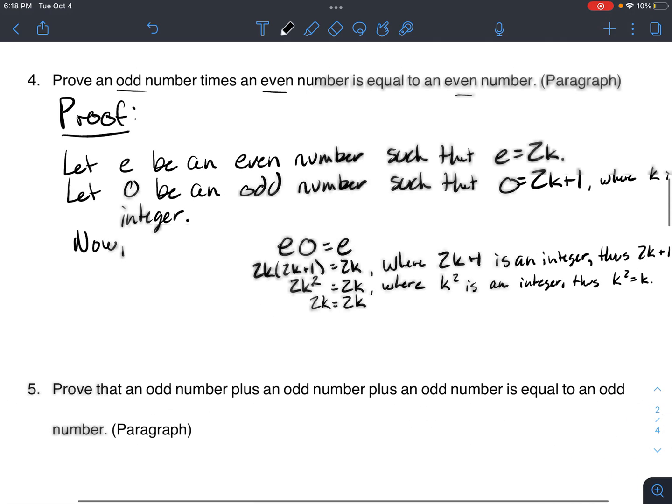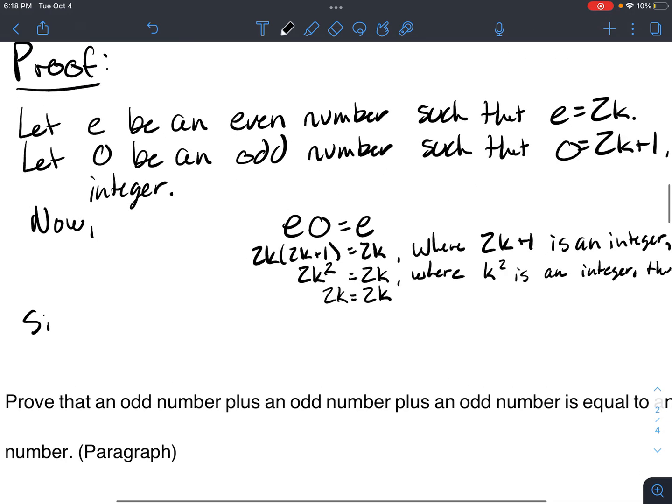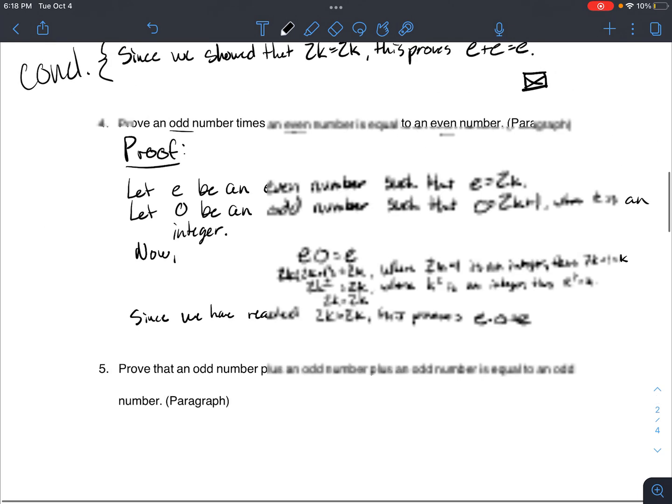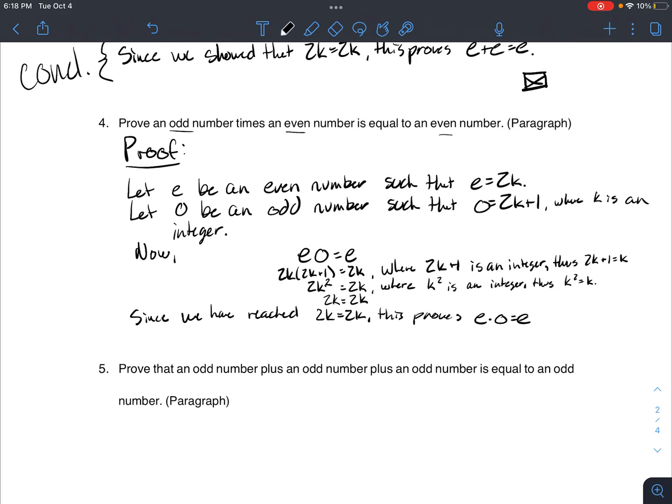At this point, we can write our conclusion. So since we have reached 2k is equal to 2k, this proves even times odd is equal to an even number. Okay? So that's all for that.